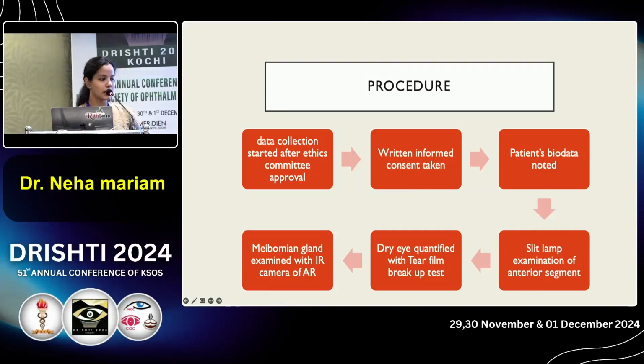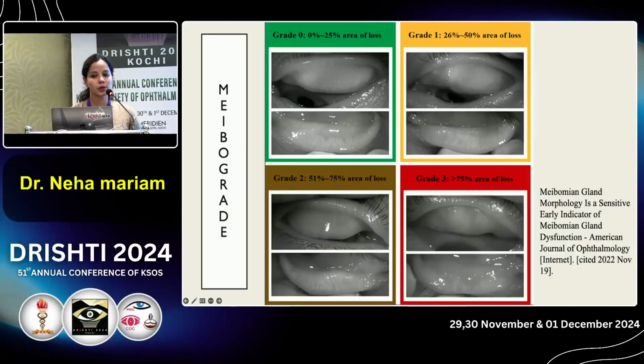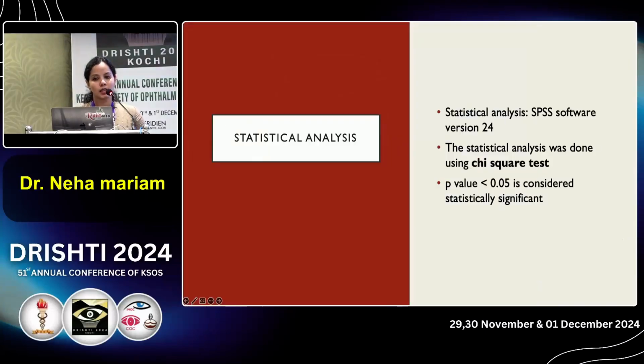Slit lamp examination of the anterior segment was done, dry eye was quantified with the tear film breakup test, and the meibomian glands were examined with the infrared camera of the autorefractometer. Now, meibograde was graded according to this photograph, where grade 0 means 0 to 25% loss of meibomian glands, 26 to 50% loss was graded as grade 1, grade 2 was 50 to 75% loss, and grade 3 was more than 75% loss. Statistical analysis was done using SPSS software version 24 and the chi-square test was used. A P-value less than 0.05 was considered statistically significant.